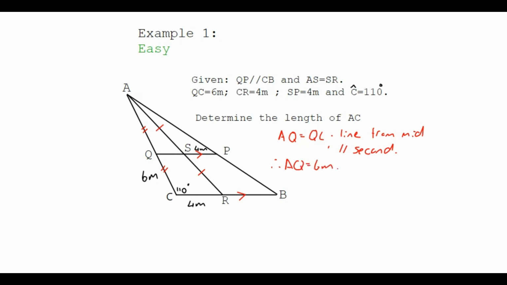And what did the question ask for? AC. Now, I did promise you this question was easy. So we can see that AC is equal to AQ plus QC. We don't need a reason for that. It's simply that AC is equal to the lines that are based on it. So therefore, AC is equal to 6 plus 6, which equals 12 meters. Alright, let's step it up.